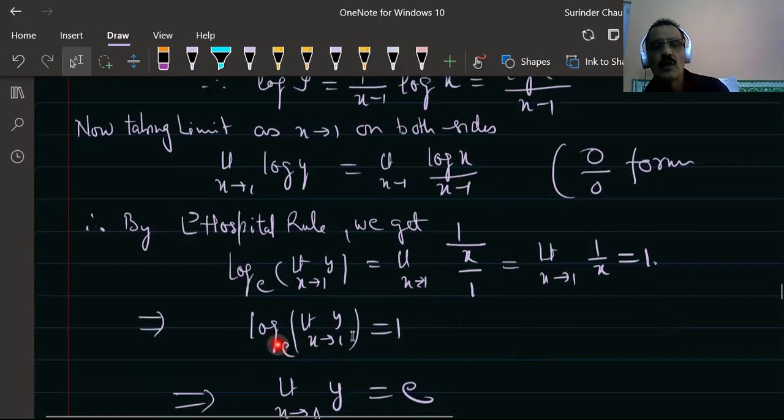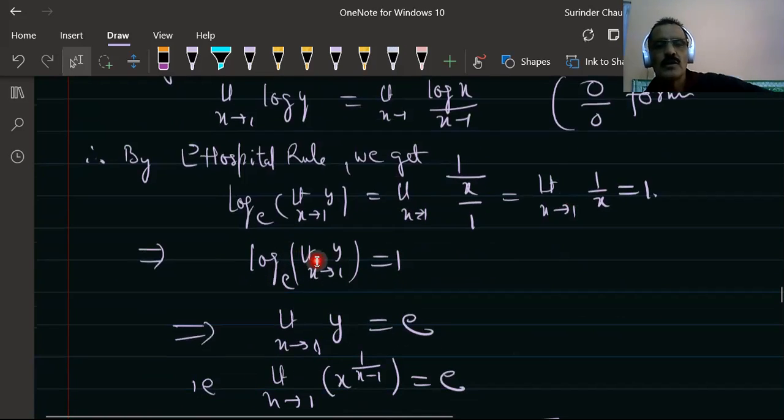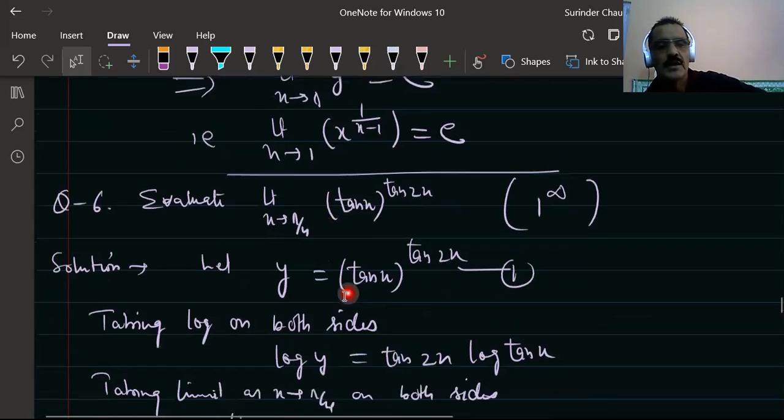So now convert into exponent form. Log of y plus 1, to the log of y, the limit as x approaches 1 of y, to the base e, is equal to 1. Therefore, the limit as x approaches 1 of y is equal to e.